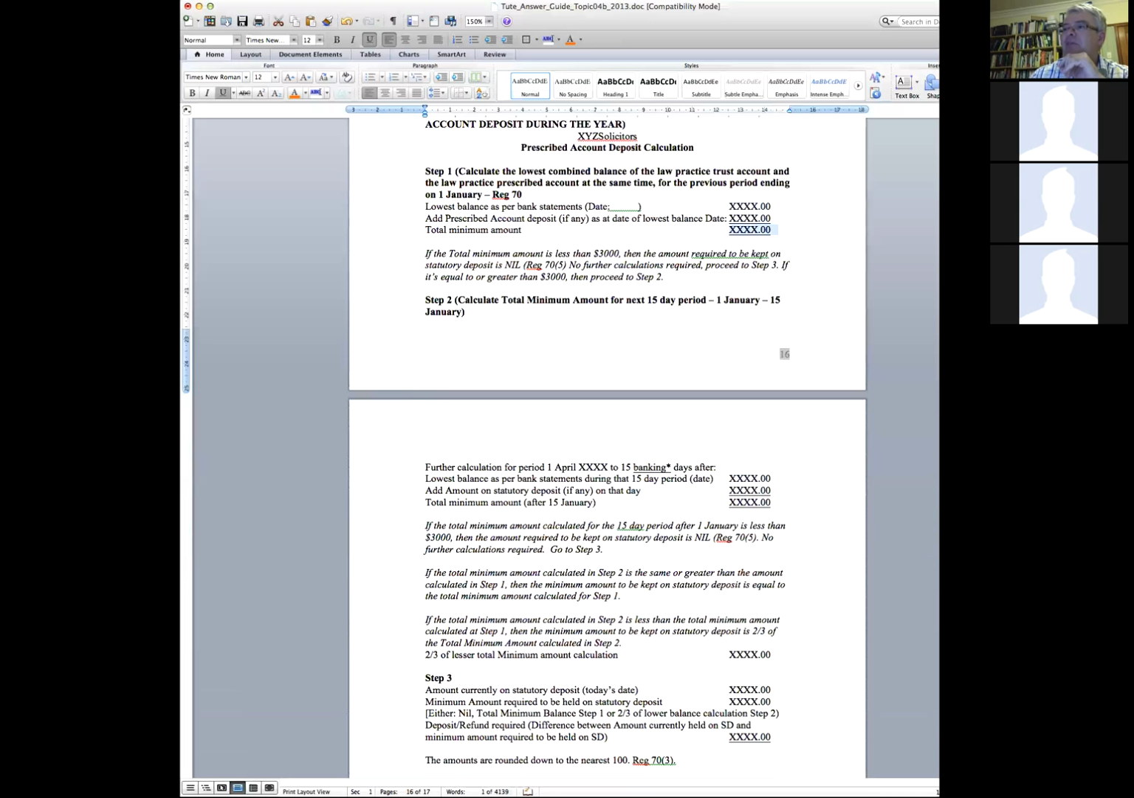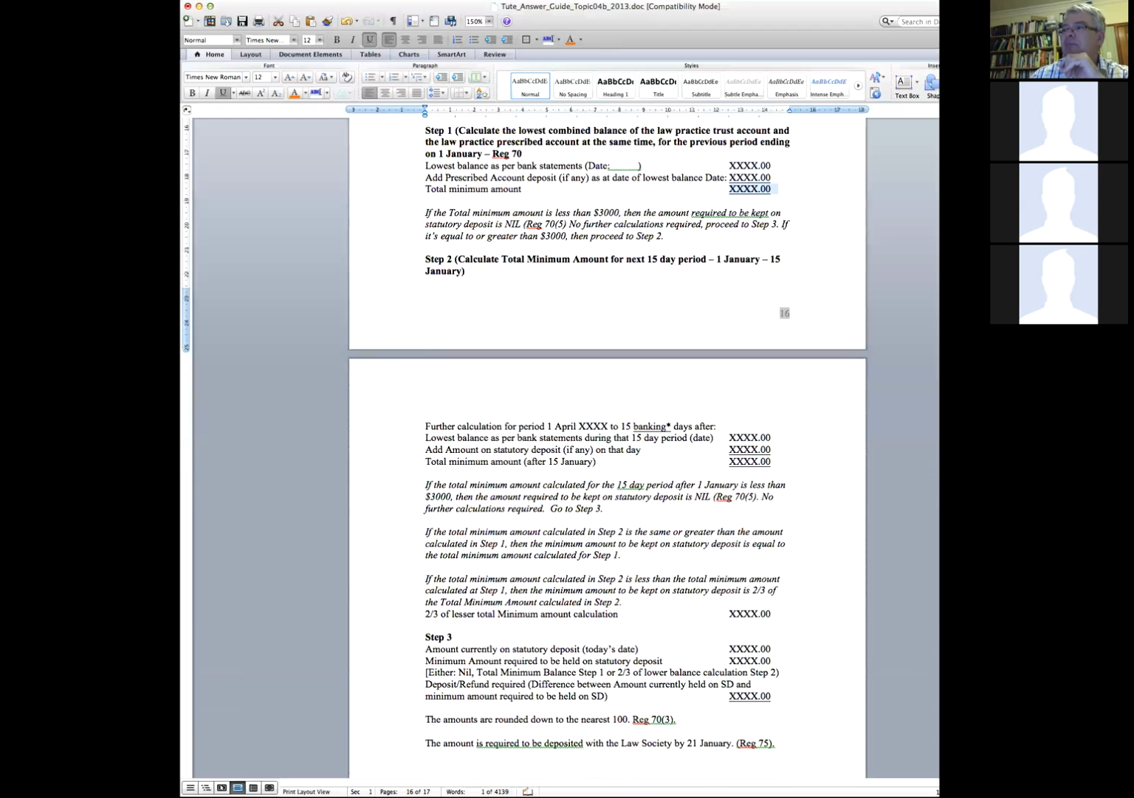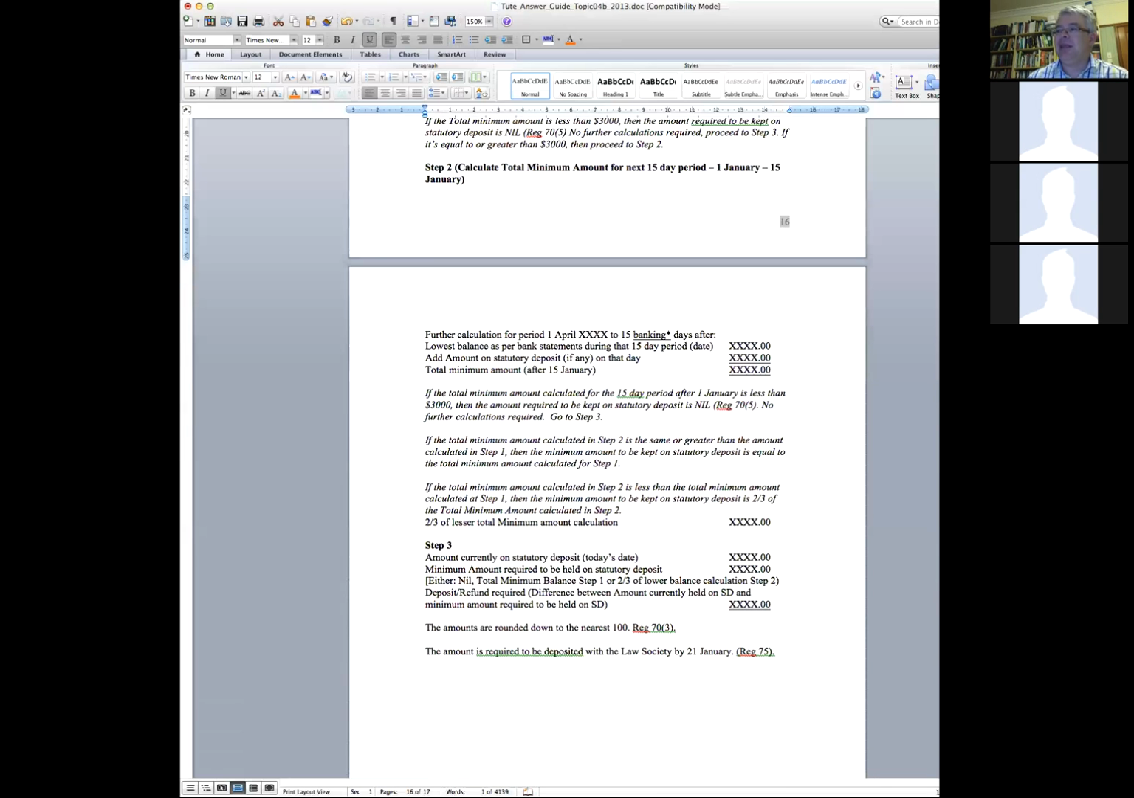Okay. Step 2 is to calculate the total minimum amount for the next 15-day period. The reason they do that is that it takes into account checks that may have been written that are likely to clear quite quickly. So you do this further calculation for 15 banking days after the lowest balance. You work that out. Then step 3 is the amount currently on statutory deposit at today's date.